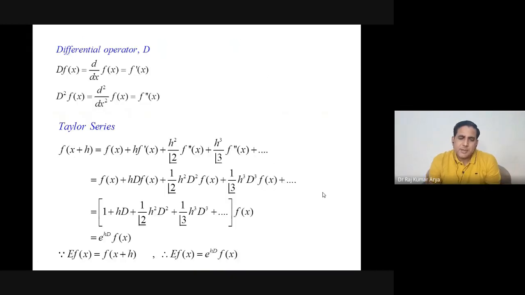Now, the next part here: those were the difference tables, and we want to have an interpolation formula for that. I already told you that the differential operator D of f(x) is given by df(x) upon dx. Now you want to find the second differential operator. So D square f(x) will be the double derivative of f(x).